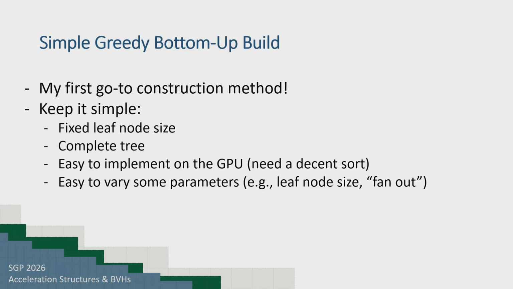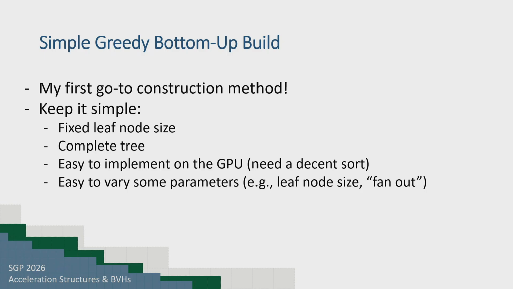Now, this simple greedy bottom-up method that I just described is basically my first attempt whenever I have to do this. It's relatively simple, and you get some nice properties for later on. As mentioned, you can determine your leaf node size, your node size in general. You can pick it to be 2 or 4 or 8 or whatever very easily. You get a complete tree, which can be good or bad. I'll talk a little bit more about this when we talk about the representations. But it makes it very easy to implement and move things around. This is also relatively easy to implement on the GPU if you need to do it.